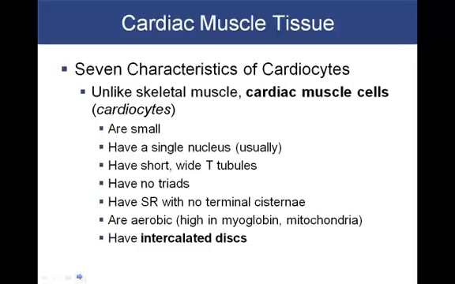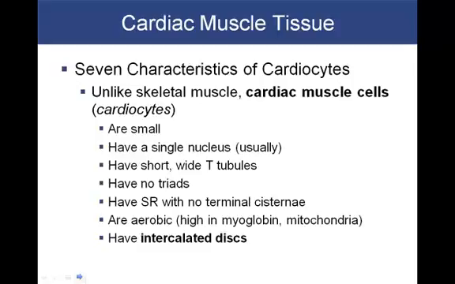The T-tubules of the cardiac muscle cells are relatively short. They're wide, and we do not find the formation of triads. In fact, the sarcoplasmic reticulum, though present, does not form those large chambers, those terminal cisternae.